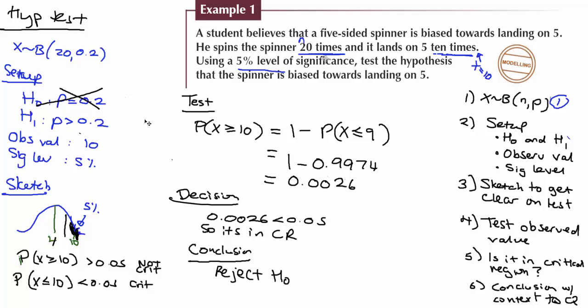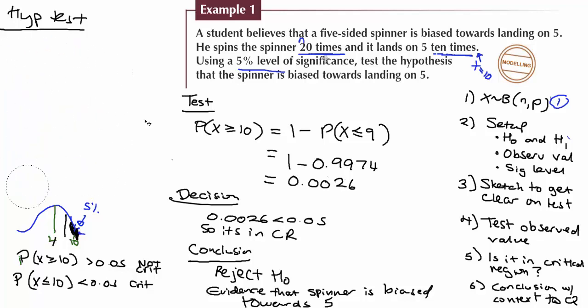And now the context thing, okay? There is evidence that the spinner is biased towards 5. Bit of tongue twisting at the end, but hopefully that makes sense. And if it doesn't, don't worry. I got plenty of examples for you. Plenty.